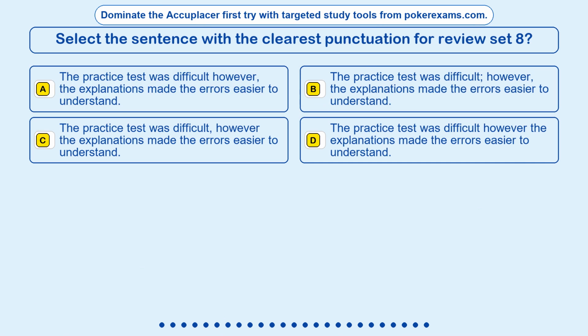Question 19. Select the sentence with the clearest punctuation for review set 8. Option A. The practice test was difficult, however, the explanations made the errors easier to understand. Option B. The practice test was difficult, however, the explanations made the errors easier to understand. Option C. The practice test was difficult, however, the explanations made the errors easier to understand. Option D. The practice test was difficult, however, the explanations made the errors easier to understand.